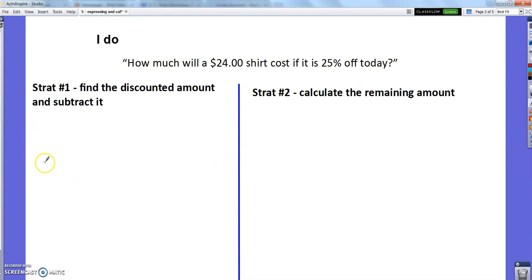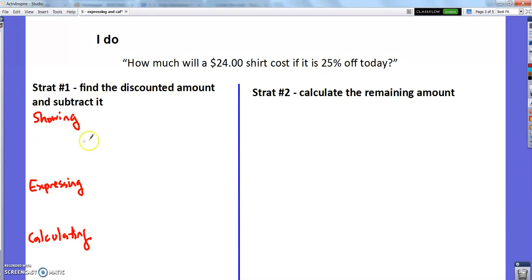I want you to get used to showing, expressing, and calculating problems like this. Not just being able to crunch the numbers. I also want you good at showing it and expressing it with algebra. So I'm going to go through all of those steps here. I have two strategies to do it. One of them is you just find the discounted amount. How much is the percent off? And then take that away from the price. The second strategy is to calculate the rest of the price other than the discount. So I'm going to show you both.